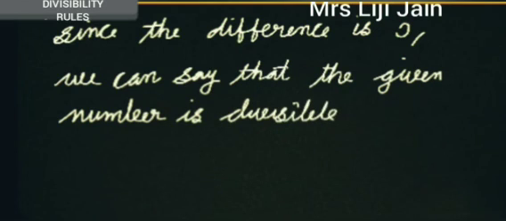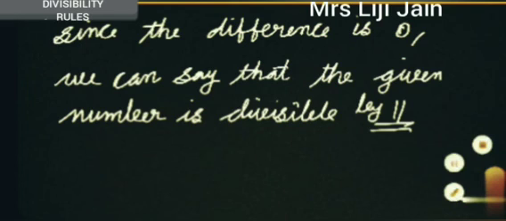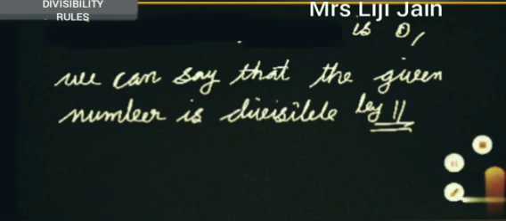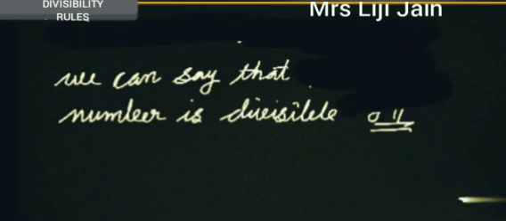Divisible by 11. So, what is the rule? Sum of the digits on odd places minus sum of the digits on even places is either 0 or divisible by 11. We can say that the given number is divisible by 11. Okay. Let's consider one more example. Example B. Write down example B.